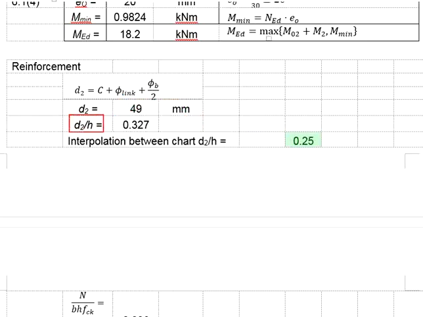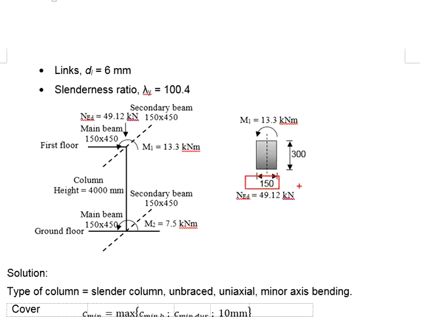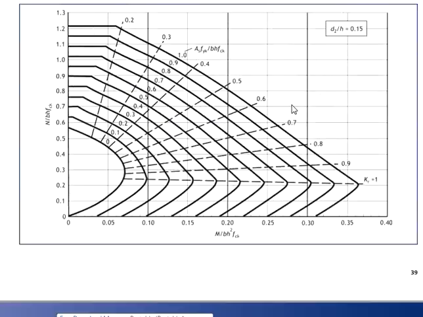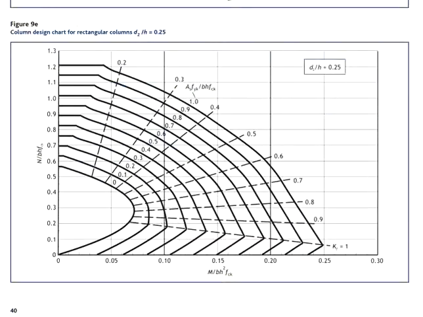Get the D2 per H ratio. The H here, since we are dealing with the minor axis, is 150. We have a D2 per H ratio of 0.327. Therefore, we search for the suitable chart. For the charts available, the largest D2 per H ratio is 0.25. We don't have any chart beyond that. Therefore, the chart of 0.25 is used.